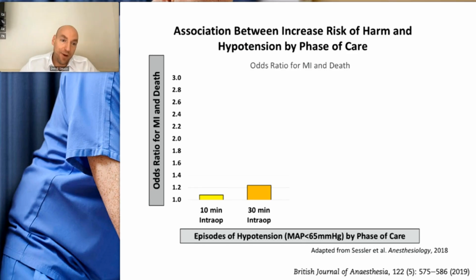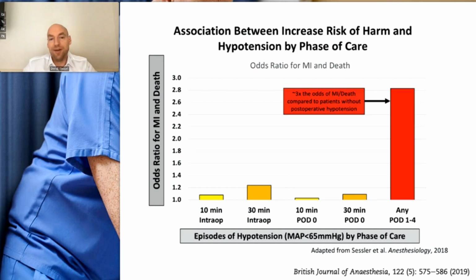If you look at the odds ratio, so the risk for myocardial injury and death on the y-axis, you can here see an illustration. This is the risk when your blood pressure is low during surgery for 10 or for 30 minutes. And this is about 3 times the risk of patients who do not have hypotension if you develop hypotension on postoperative days 1 to 4. So postoperative hypotension does not only seem to be common, it is also associated with a higher risk of myocardial infarction and death.